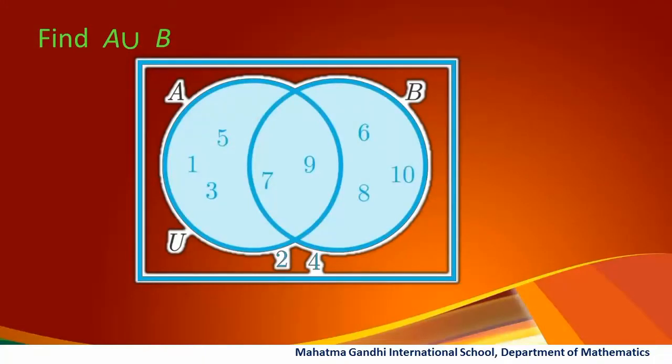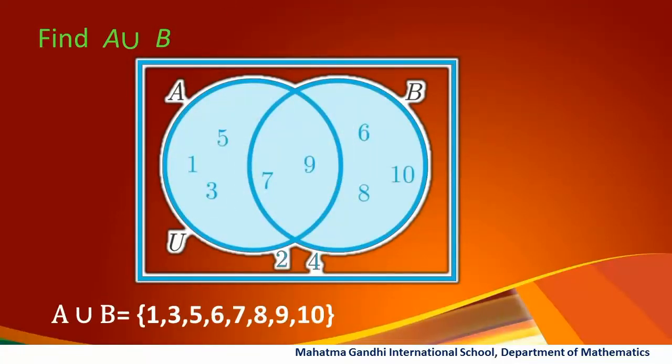Now let us find out A union B from this Venn diagram. So how can we find out A union B? We already discussed what a union is. A union of two sets means all the elements in A and B. Look, A union B is a set of all the elements except 2 and 4. Why? Because 2 and 4 are outside the circle. The rest of the numbers, 1, 3, 5, 6, 7, 8, 9 and 10, are the elements in A union B.